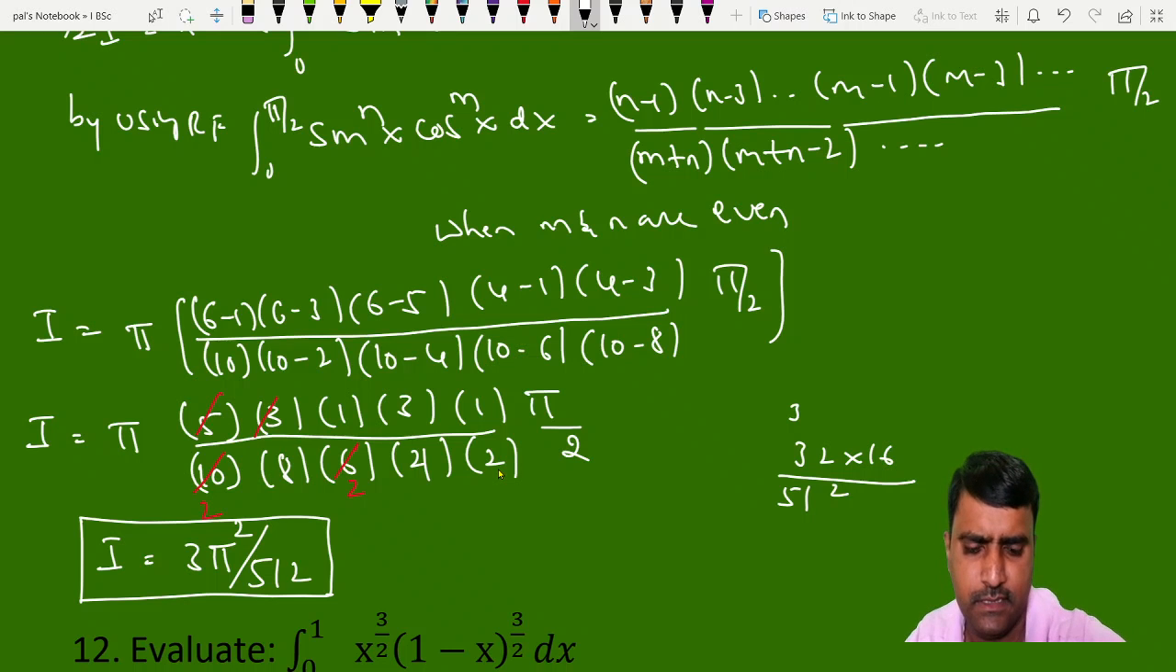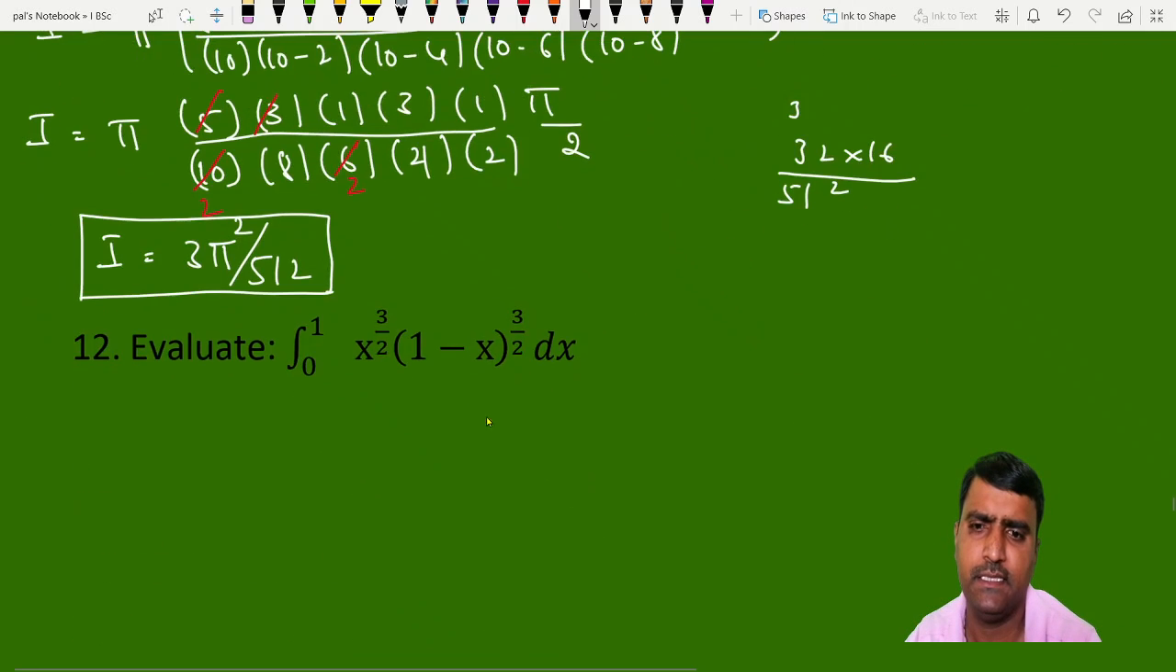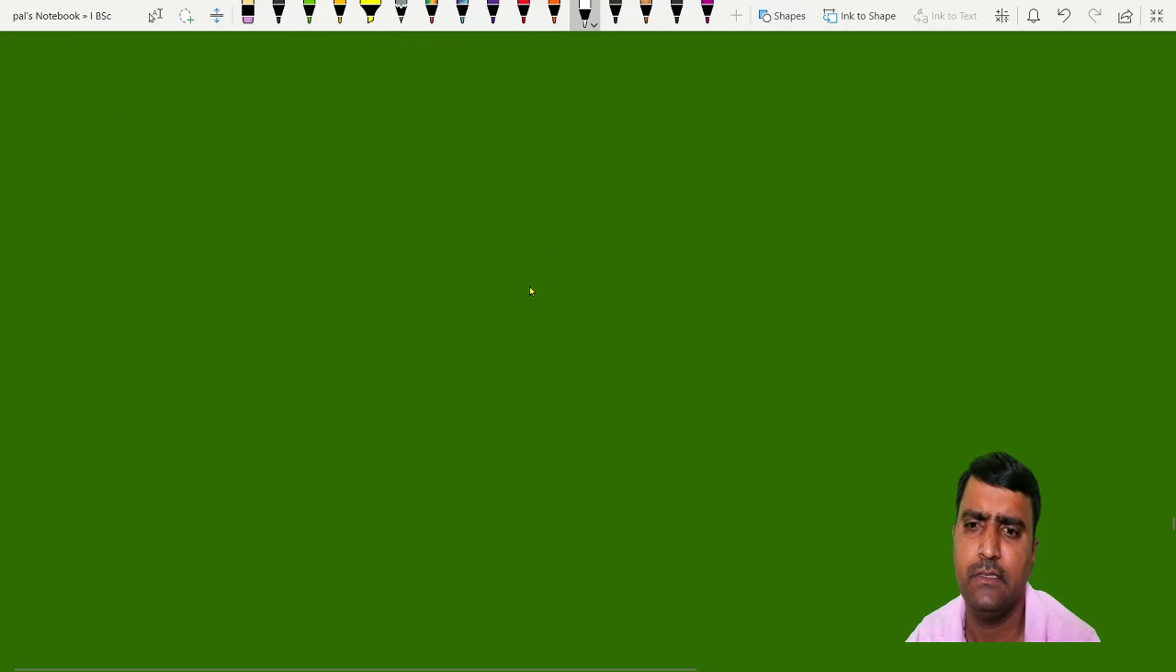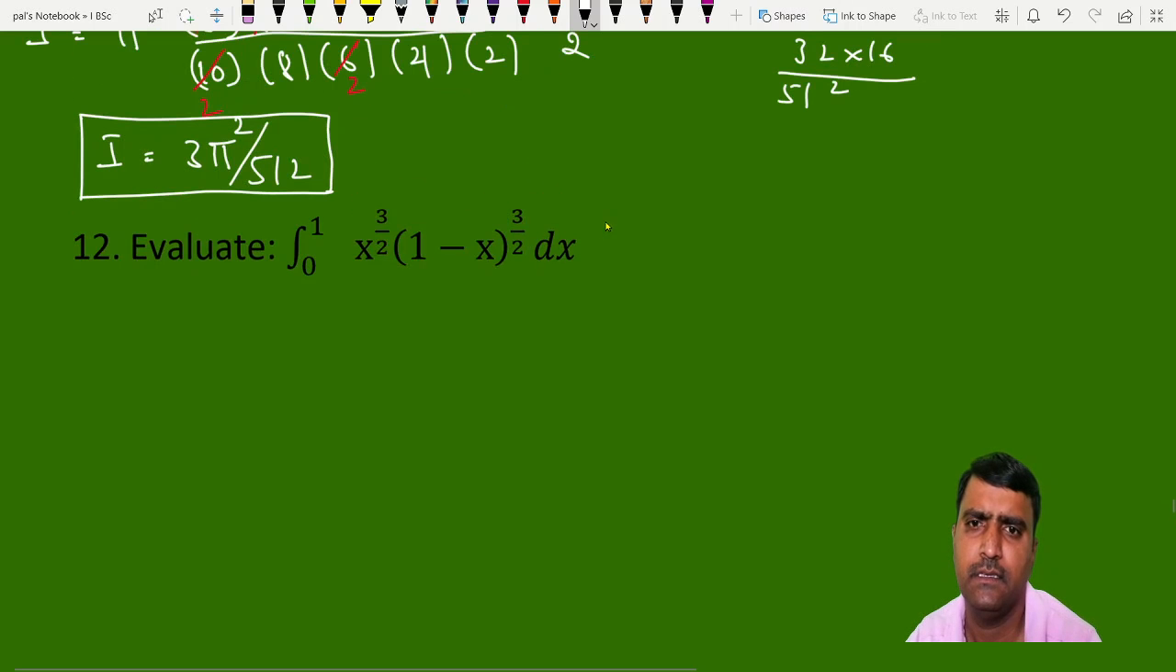Okay, I will end this session. In the next session I will discuss some more problems like this, 0 to 1. You try to solve this problem, and also try to solve integration from 0 to pi of sine to the power 4x by 1 plus cos x whole square into dx. Okay, thank you.